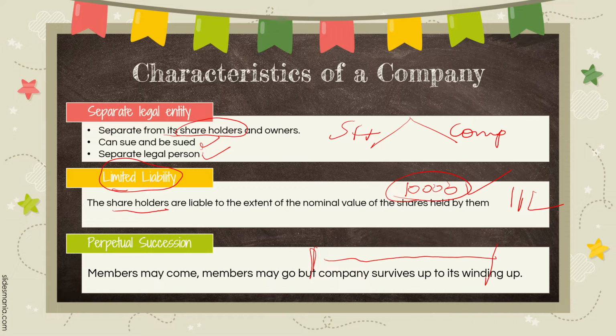That is, the company keeps going and going whether the members come or whether they go, right? That's what is given. Members may come, members may go, but the company survives up to its winding up. Till the winding up of the company, it goes on. That is the meaning of perpetual succession.